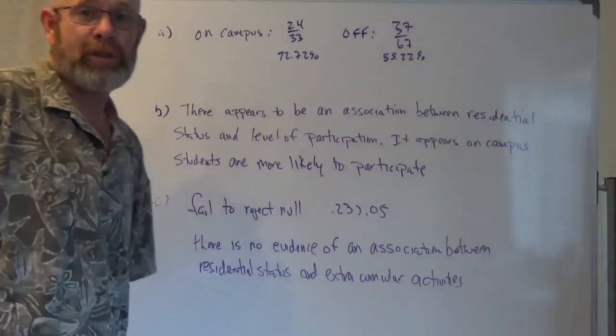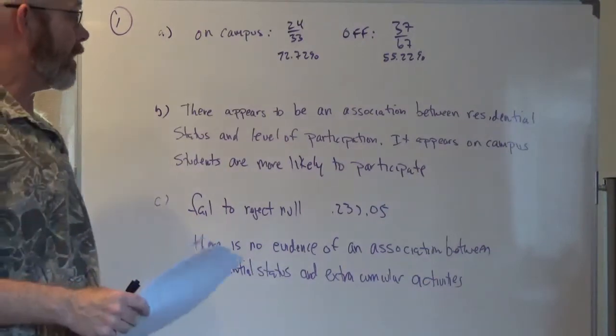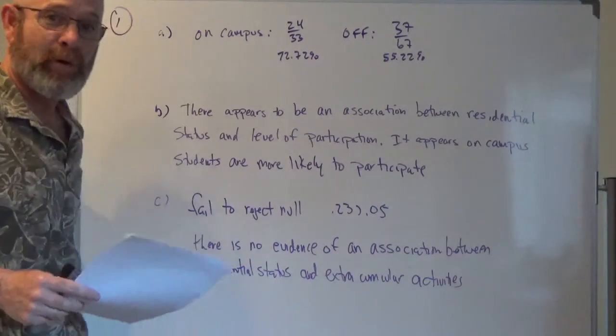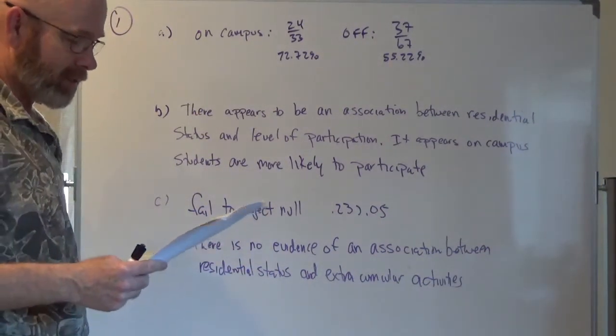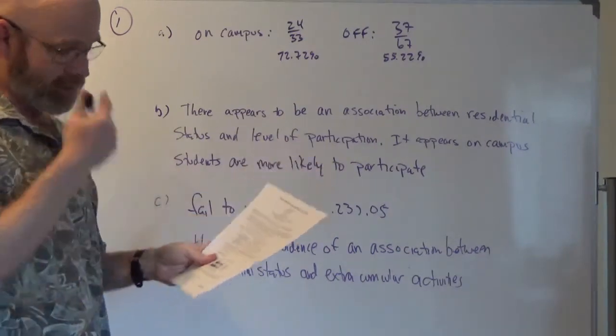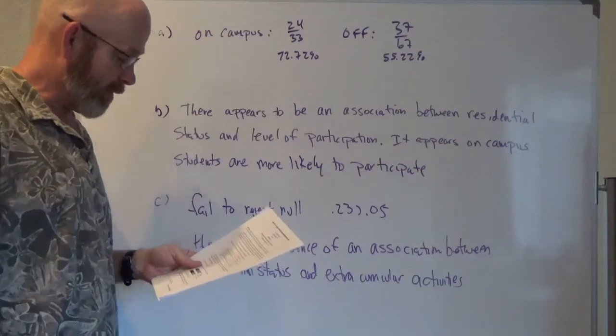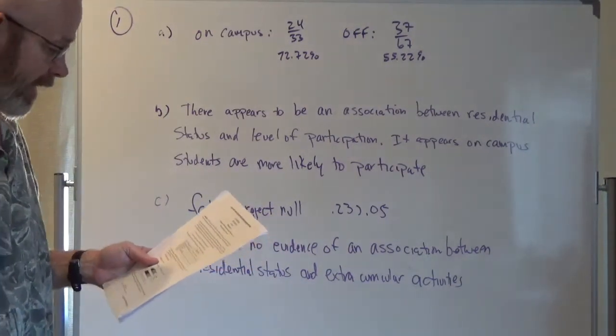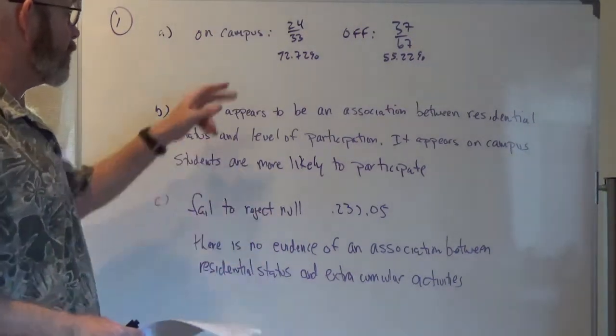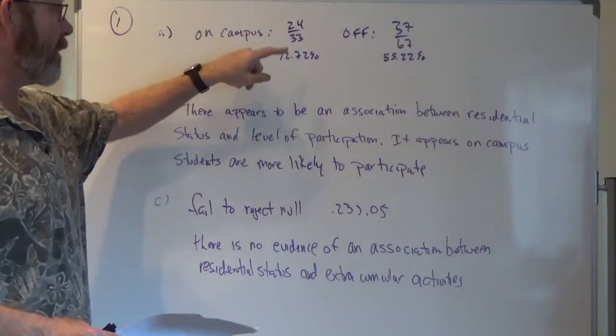Okay, we have problems numbers 1 and 2 on the week of May 4th, assignment A, I guess. So this is the one that's got some data about level of participation, extracurricular activities, and where the people live on campus. So they asked for a little data. So the first was what percent of on-campus participate at least one or more.